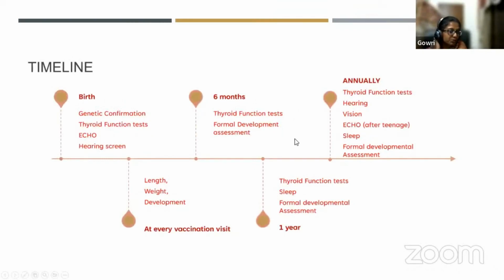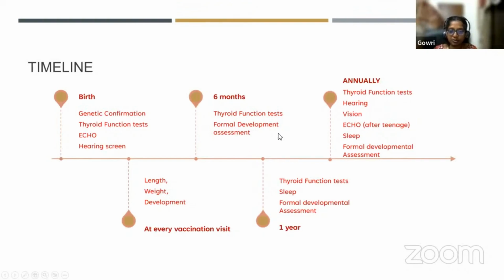So in summary, what do you do? How do you monitor these people? If you look at this timeline, I think this sums up whatever I've been talking. At birth, genetic confirmation, so getting to know the underlying cause there, thyroid function test, echo to rule out any cardiac disease, and then a hearing test. And then at every vaccination, their developmental milestones and their height and weight are all monitored.